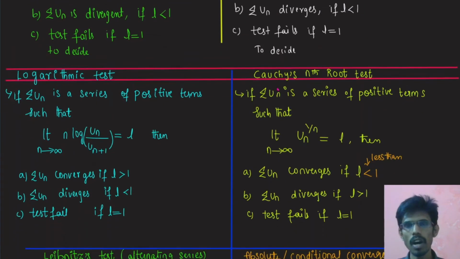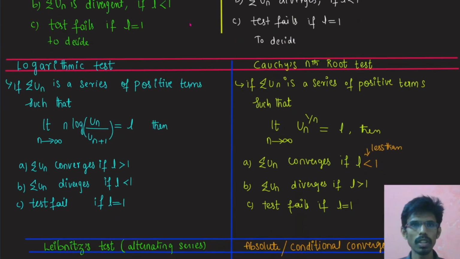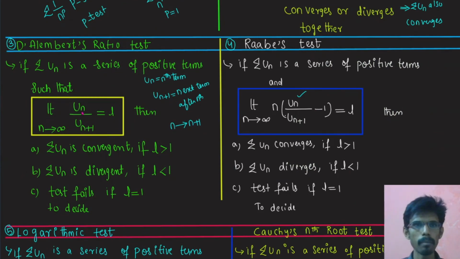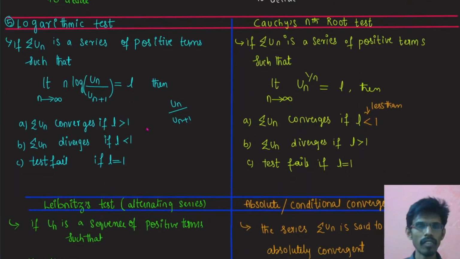Right. Now after that we have another test, that is the logarithmic test. Log test, we say. Fifth test. Here sigma un is a series of positive terms, and in this test also the common step for all the tests is un by un plus 1. This ratio we first find in D'Alembert's ratio test. If D'Alembert's fails, then go for Raabe. First D'Alembert's ratio test, then go for Raabe test. If Raabe test also fails, then go for logarithmic test.